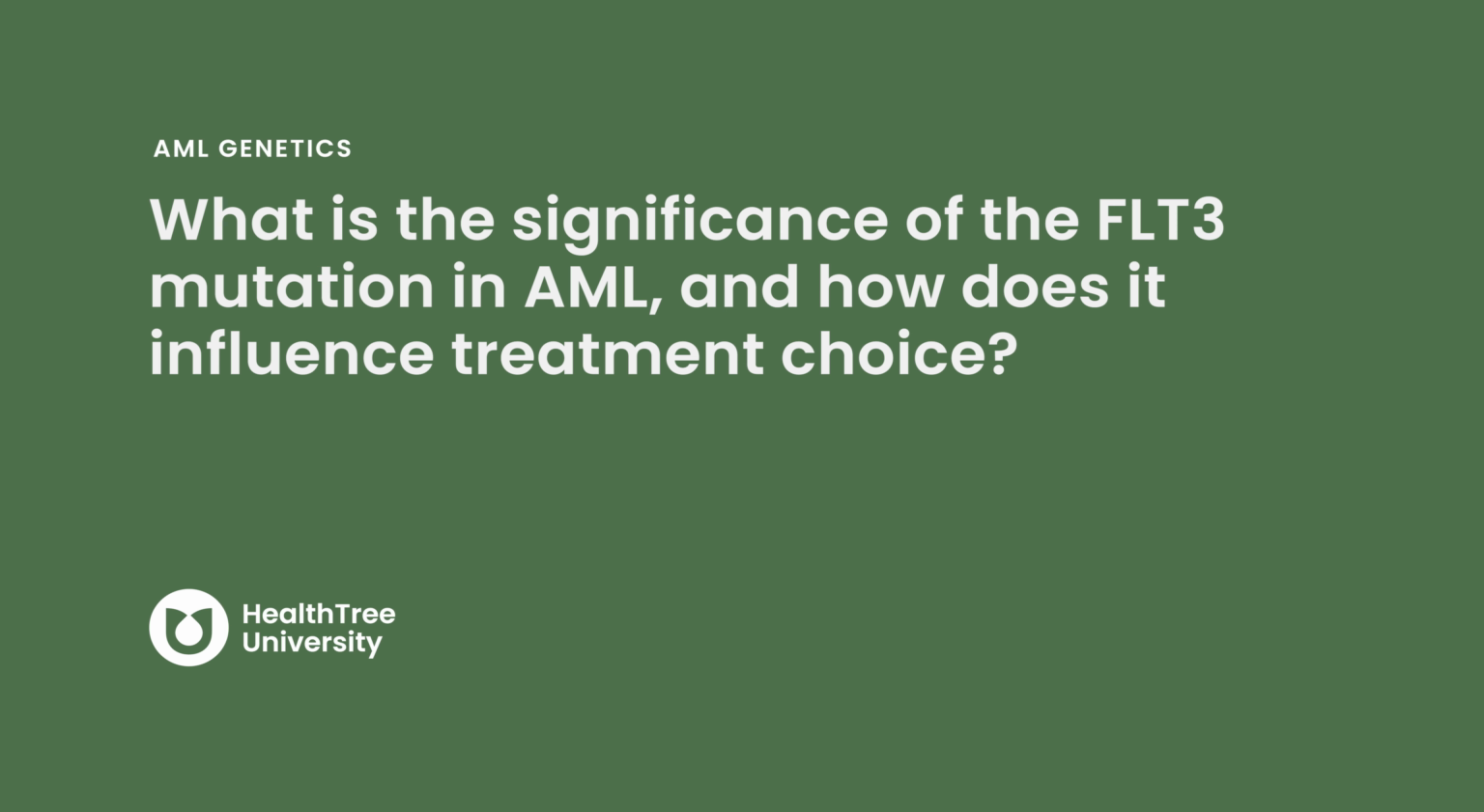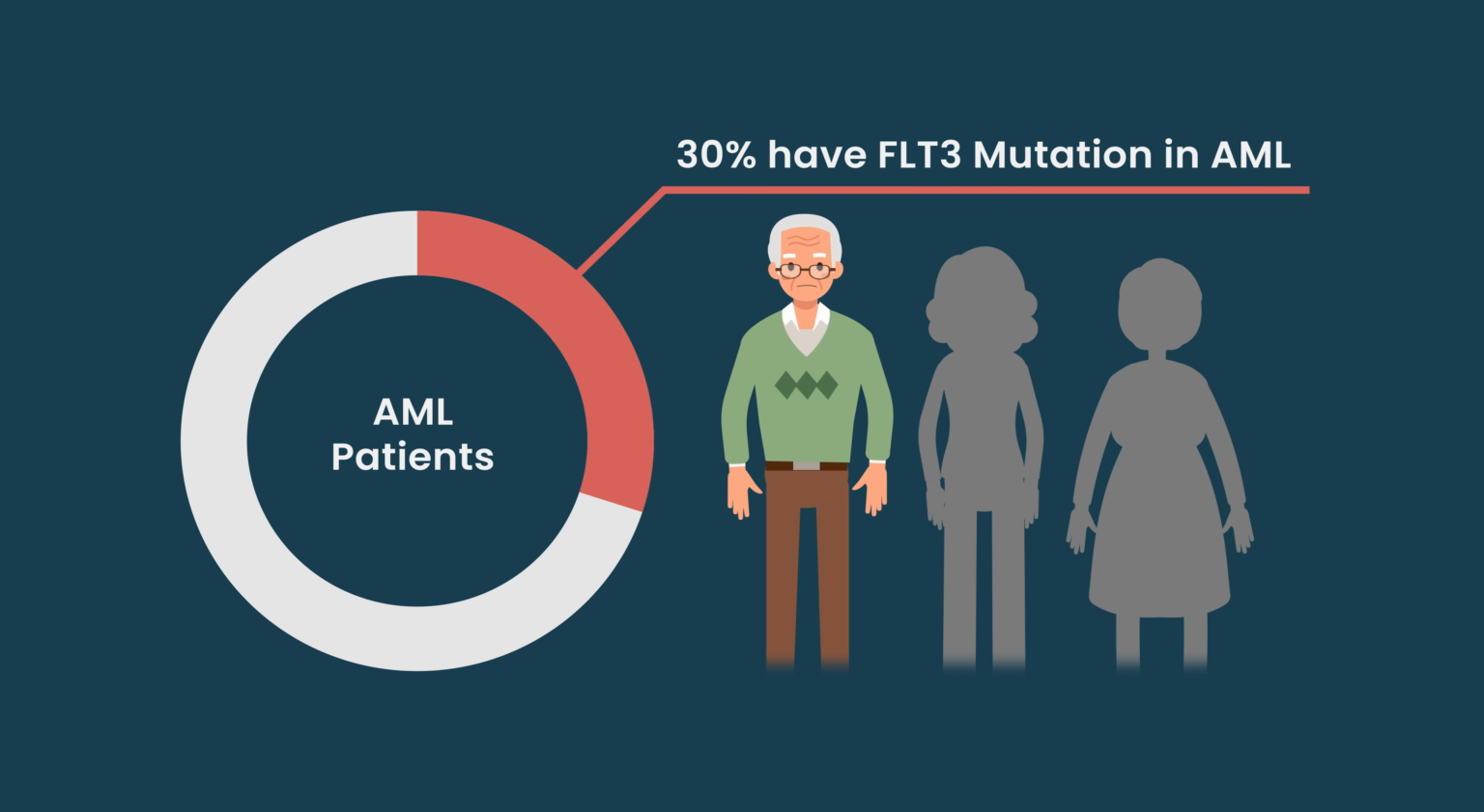What is the significance of the FLT3 mutation in AML, and how does it influence treatment choice? FLT3 mutation in acute myeloid leukemia is very common. It occurs in about 30% of patients with acute myeloid leukemia. And in general, if you are diagnosed with AML with a FLT3 mutation, we used to view it as having that mutation made the chances of going into remission and being cured lower than if you didn't have that mutation.